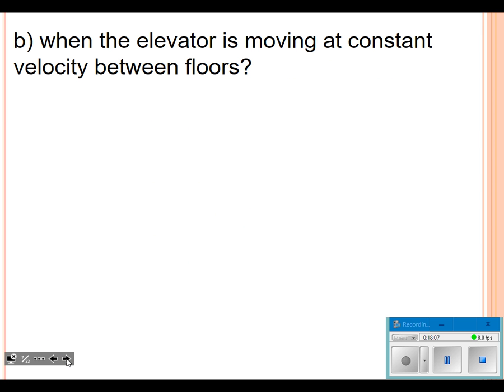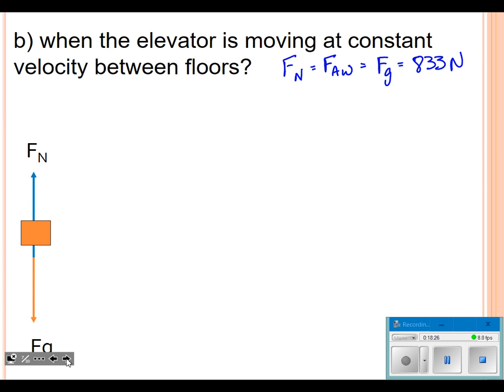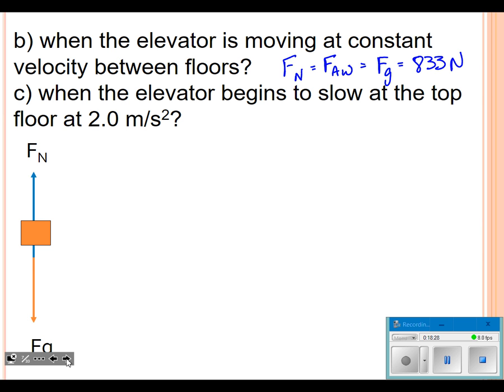Now, when the elevator is moving at a constant velocity, that means we're not accelerating. So the apparent weight here, or my normal force, would be the same as my weight force, which would be 833 newtons.